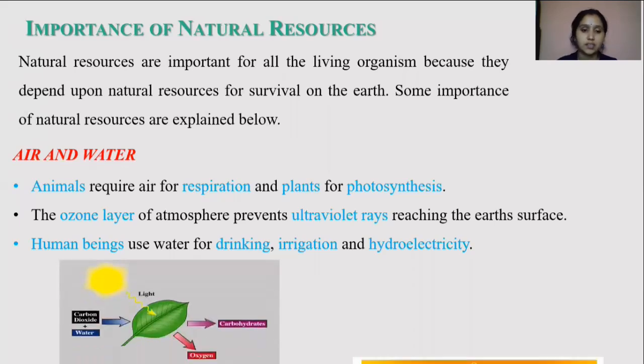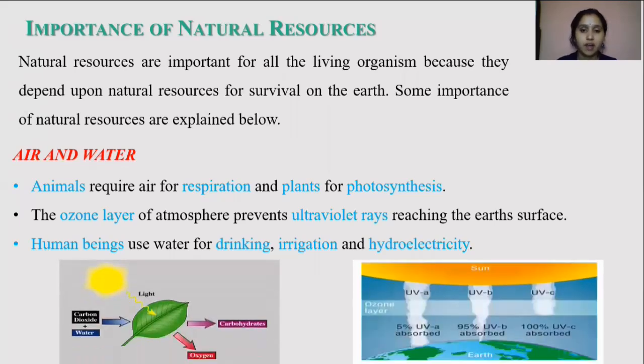We can see some figures here showing how air and water are important. You can see the first figure, photosynthesis. For green plants, it is very important. Sunlight, carbon dioxide, water are being used from the air and water. That means there is use of air and water for the photosynthesis process. Similarly, the ozone layer is one of the layers present in the atmosphere which blocks the harmful rays coming from the sun to the earth.